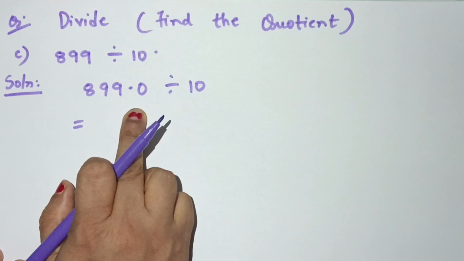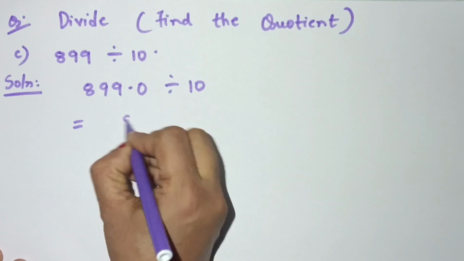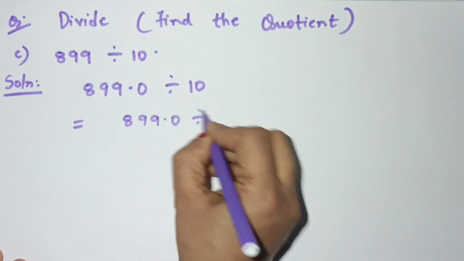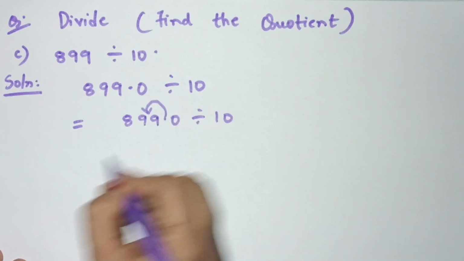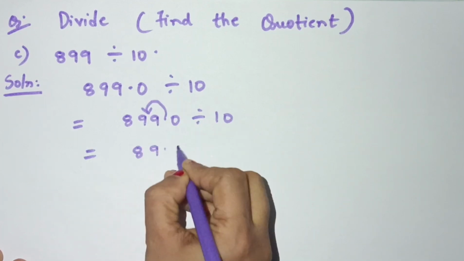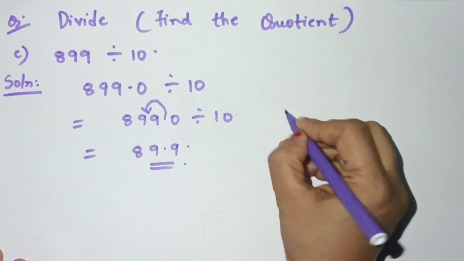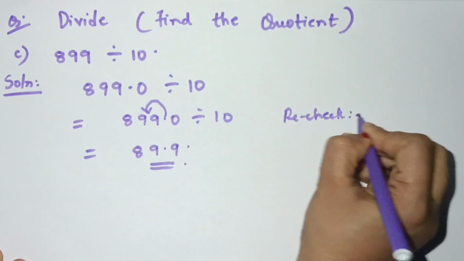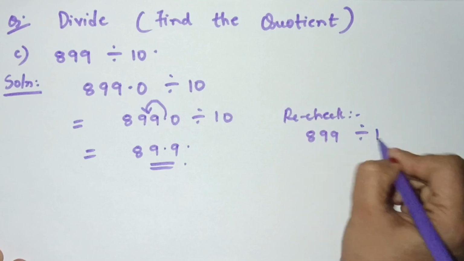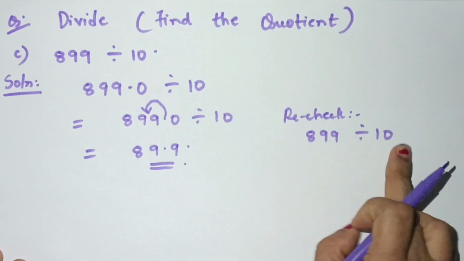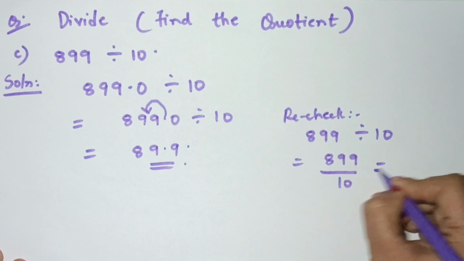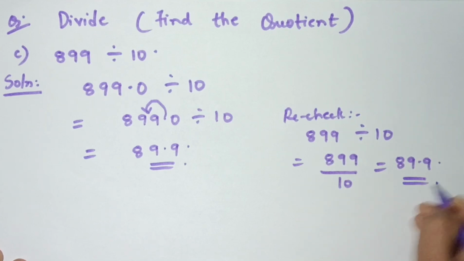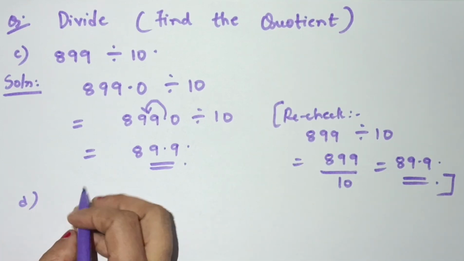If a decimal number is divided by 10, the decimal point shifts one place to the left. So your answer is 89.9. Okay, you can recheck this by another method. 899 is the dividend, 10 is the divisor. So 899 divided by 10 means 89.9. Your answer is correct. If you want, you can recheck, otherwise it's okay. Let's switch to the next question.